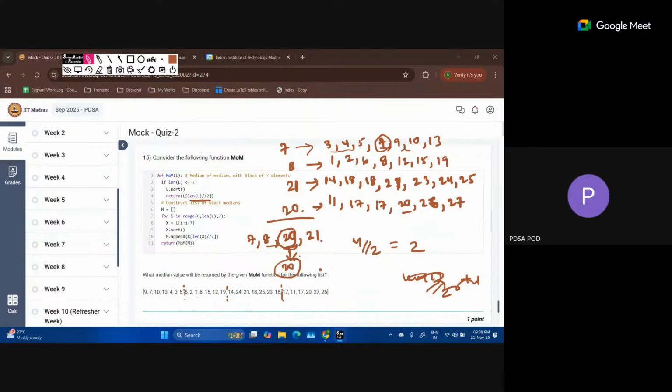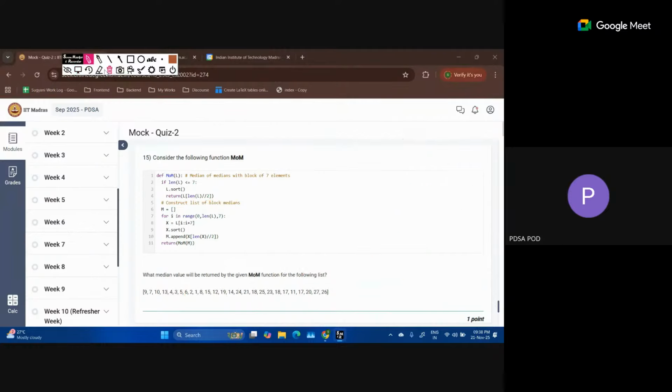So this will be the median value, 20, that will be returned by this algorithm. Okay, any doubts in this? Okay, then next question.